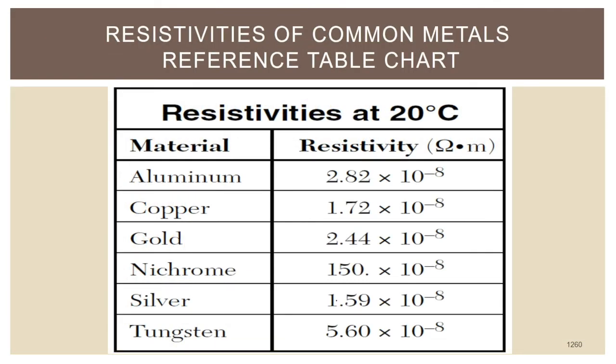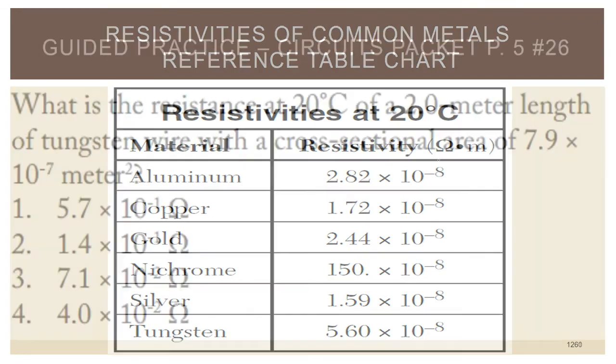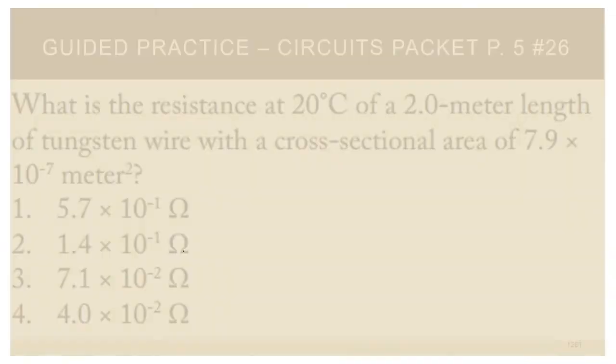So if you take a look at the reference table here, you'll see tungsten at the very bottom, and the resistivity of tungsten is 5.60 times 10 to the negative 8 ohm meters. You've got to remember to write that unit here. So we have our resistivity for this problem, because they tell us this thing is made of tungsten, is 5.60 times 10 to the negative 8. And we've got to remember that unit, ohm meters. That's a terrible looking ohm symbol.